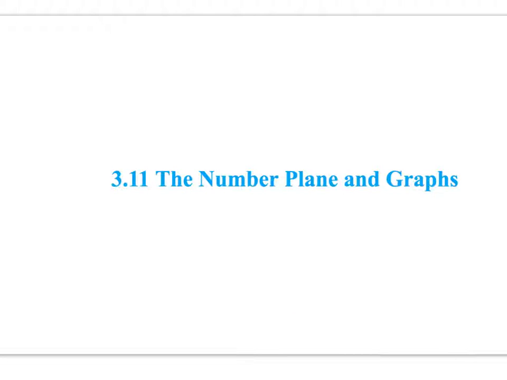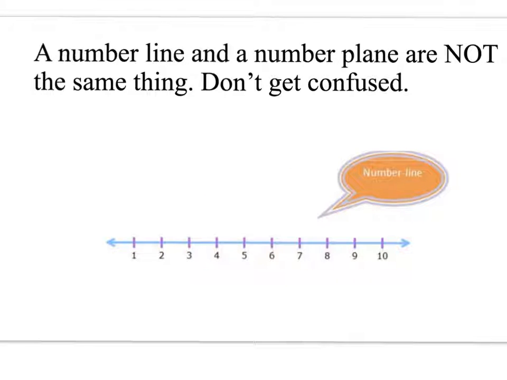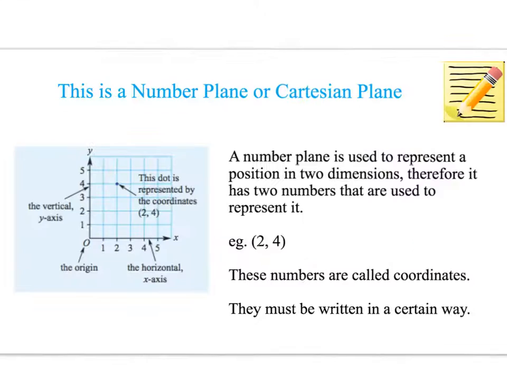Today we're going to be learning about the number plane and graphs, which is 3.11. Alright, so one thing to remember is when we're talking about number planes, it's not the same as a number line. This is a number line, not a number plane. This is a number plane, and it's also called a Cartesian plane.